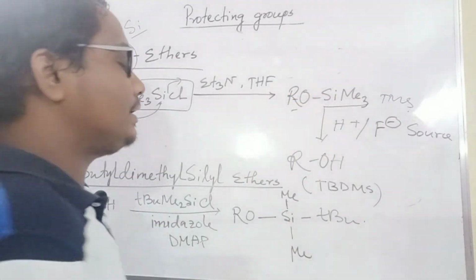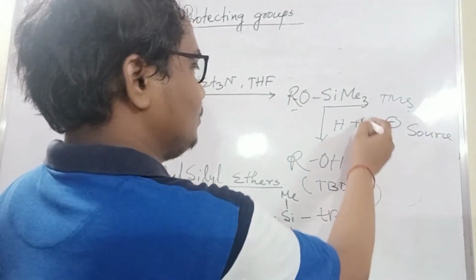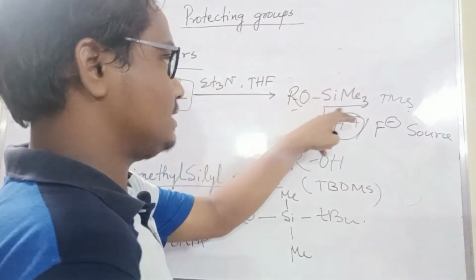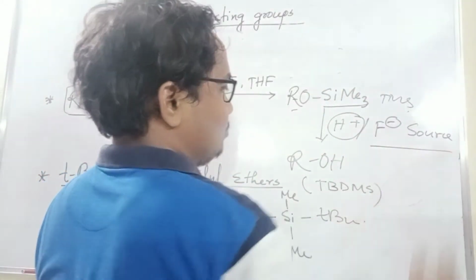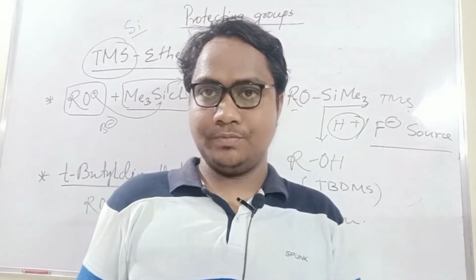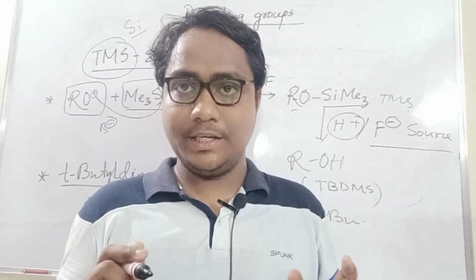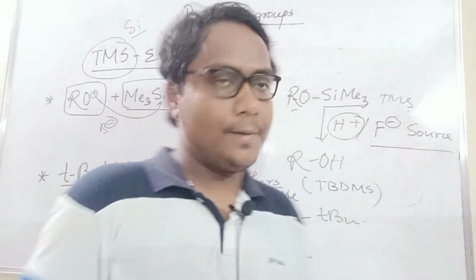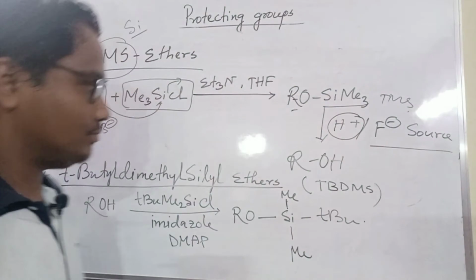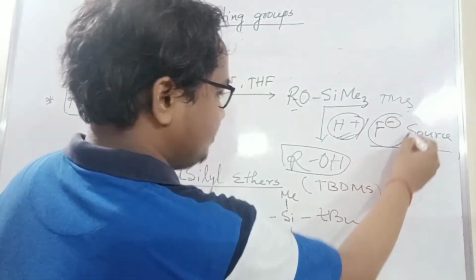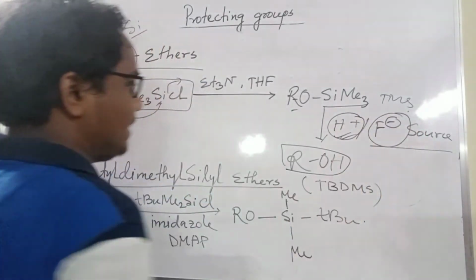So how can it be removed? You will use strong acid condition, or for silyl ethers an F minus source, meaning a fluoride ion source, because the fluoride ion source is very important. That fluoride ion source condition will deprotect it. So this is good. The major deprotection reagent is F minus.